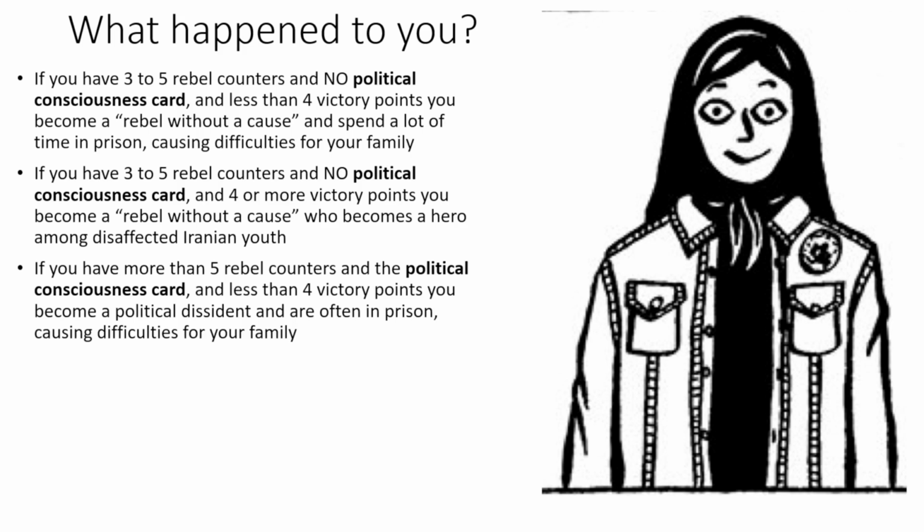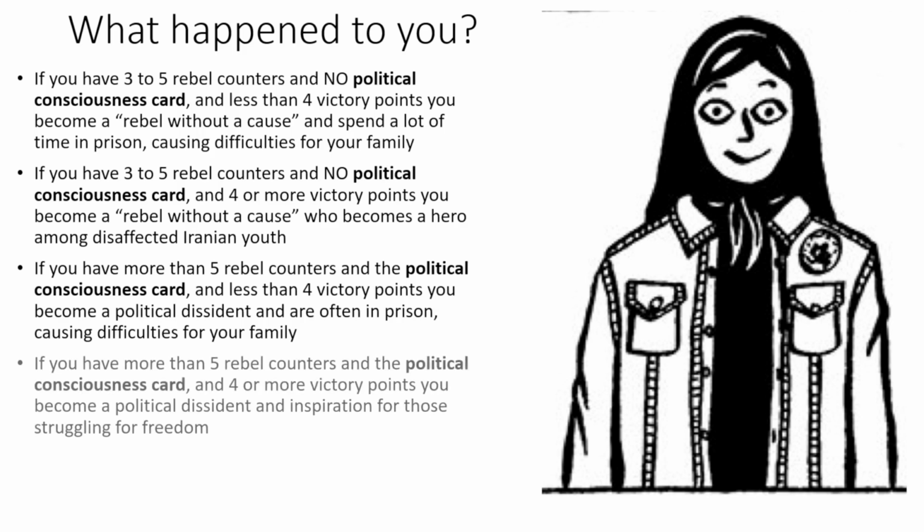If you have more than 5 rebel cards and the political consciousness card and less than 4 victory points, you become a political dissident and are often in prison, causing difficulties for your family. If you have more than 5 rebel counters and the political consciousness card and 4 or more victory points, you become a political dissident and inspiration for those struggling for freedom.